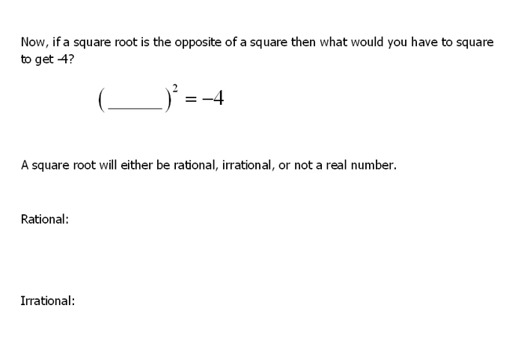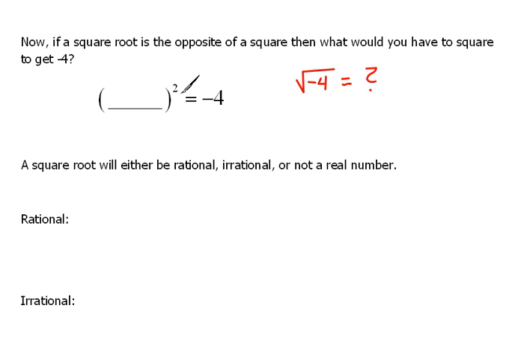Okay, so we've worked a couple of problems. Now let's delve into this just a little bit deeper. If a square root is the opposite of a square, then let's think about this. What would we have to square to get a -4? In other words, we want to try and find out what is the square root of -4.